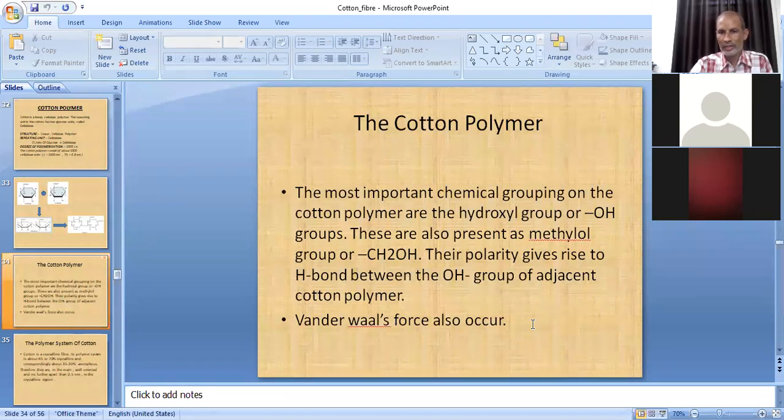The most important chemical groupings on the cotton polymer are the hydroxyl groups or OH groups. These are also present as methylol groups or CH2OH groups. Because they are polar in nature, their polarity gives rise to hydrogen bonds between the hydroxyl groups of adjacent cotton polymers. Van der Waals forces are also formed because the gap between the polymers in the crystalline region is less than 0.5 nanometer.